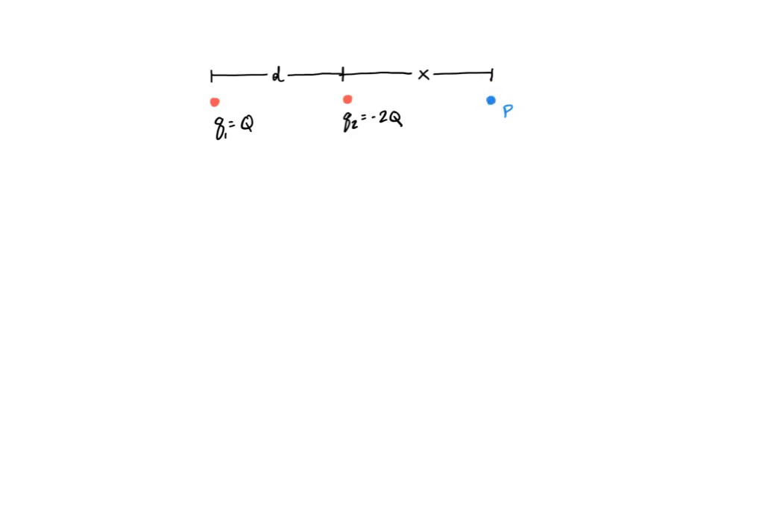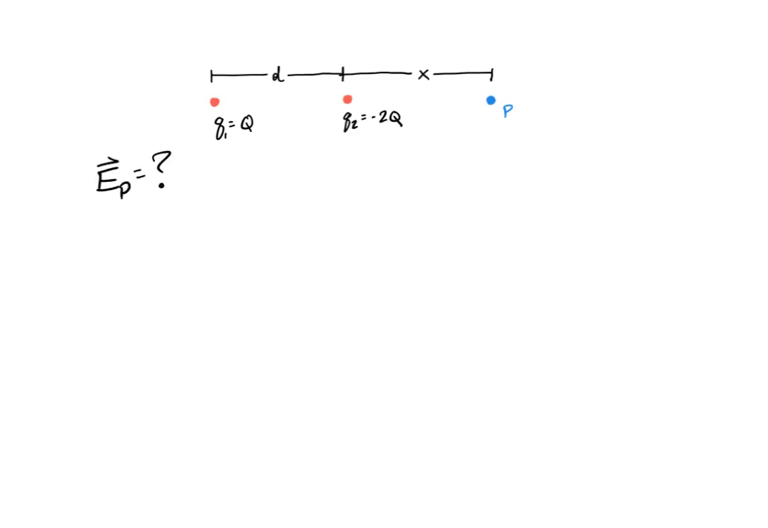There's no charge at point P. I'm just talking about the field itself. Q1 and Q2 are a distance d apart from each other, and point P is a distance x away from the second charge. So I want to find the total field at point P.